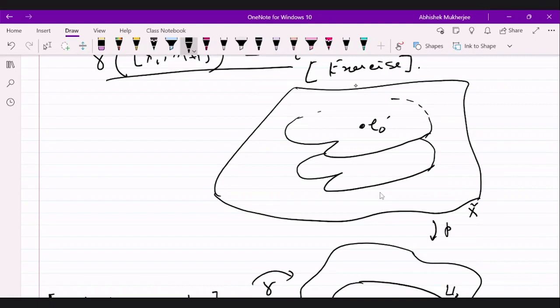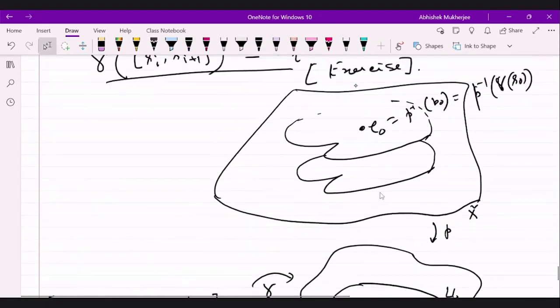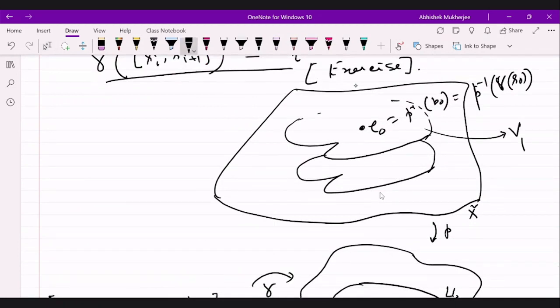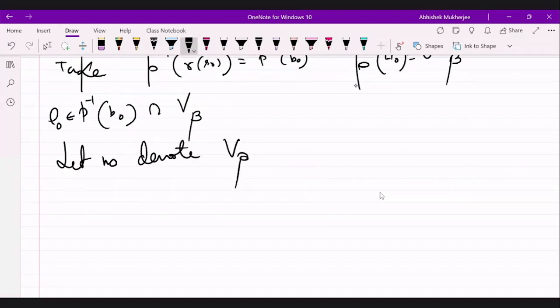Okay. So E naught is P inverse B naught. That means P inverse F, P inverse gamma S naught. Okay. Correct. And suppose this is your V beta, let us assume it is denoted by V naught. So let us denote that V beta as V naught.